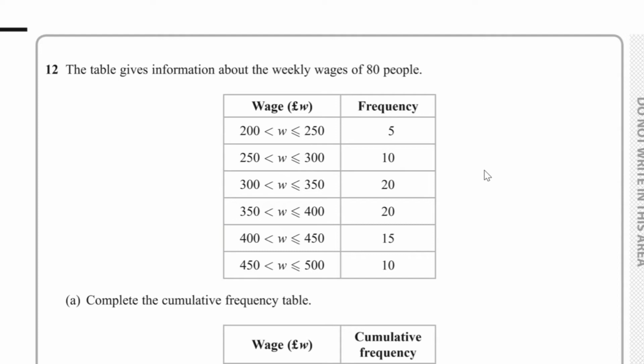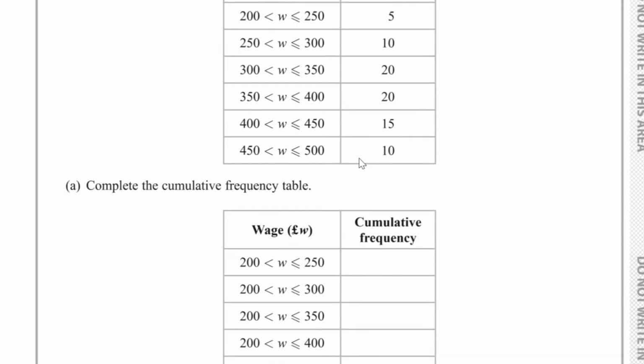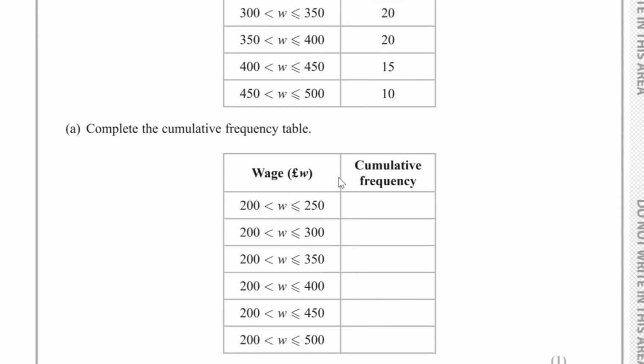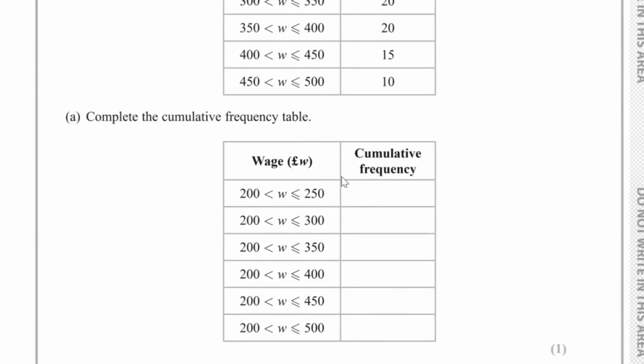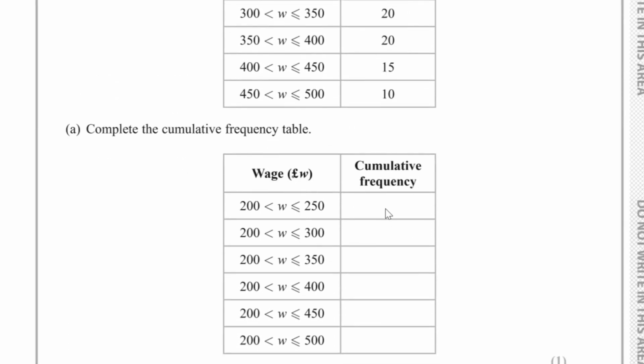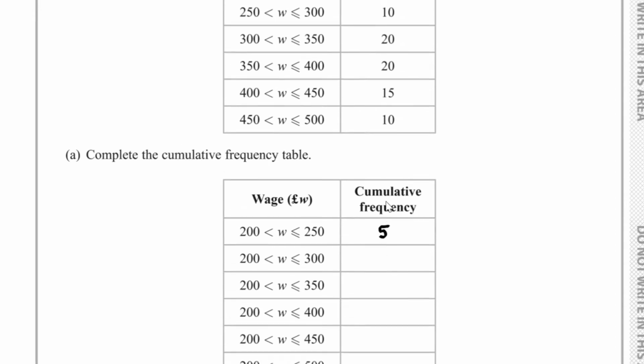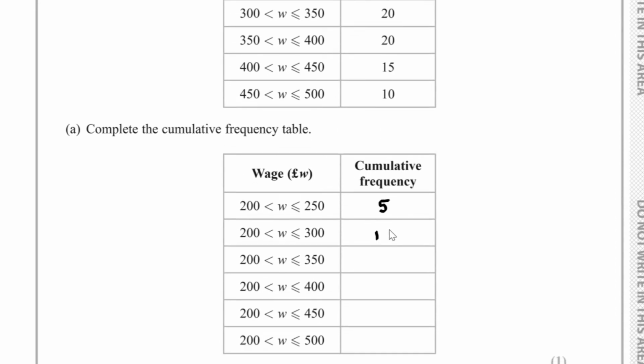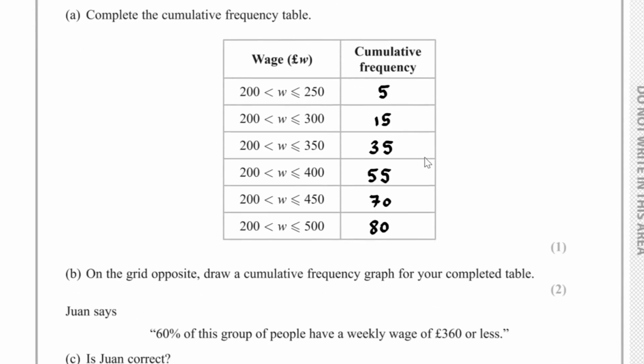Question number 12. The table gives information about the weekly wages of 80 people, and for part A we have to complete the cumulative frequency table. Well, we start off with 5, and then we've got 5 plus the 10, which is 15. 15 plus 20 is 35, plus another 20 is 55, plus another 15, that's 70, plus another 10, that's 80. Here is the completed cumulative frequency table.